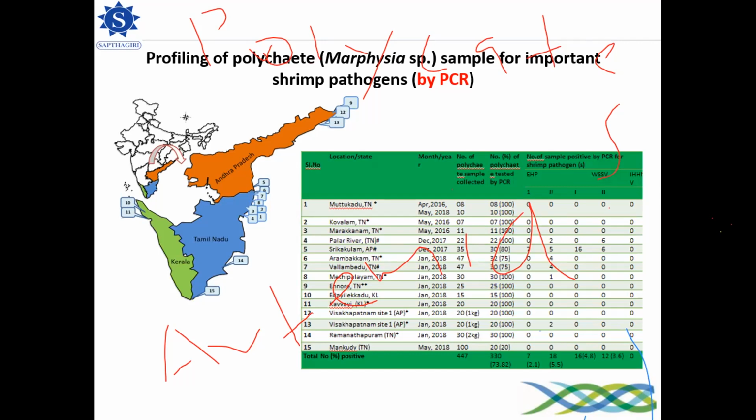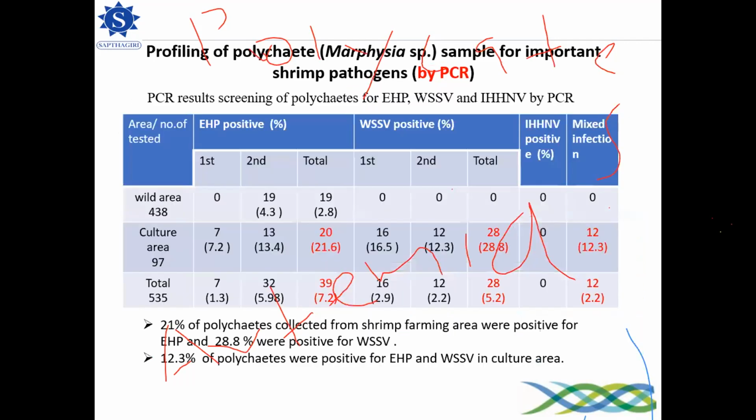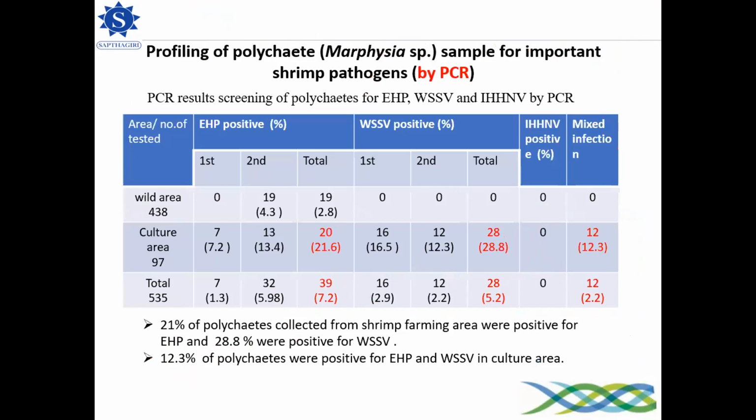Almost 447 individual samples were collected in 3 different states: Kerala, Tamil Nadu, and Andhra Pradesh. In this study, almost 7.2% of samples were positive for EHP, whereas WSSV was positive in 5.2%, and IHHNV was completely negative, and mixed infection was only 2.2%.